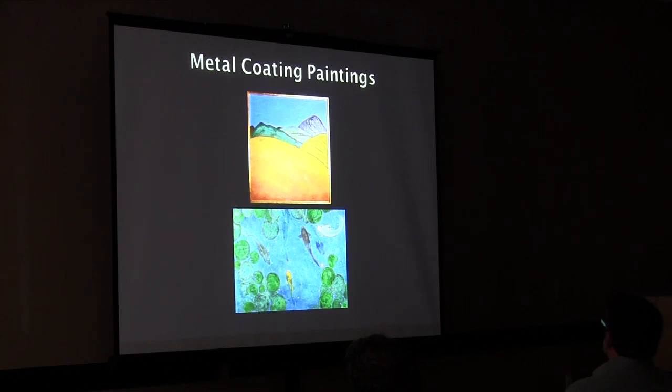This is a metal coating. It's just layer after layer. Every fish that you're looking at, the shadows of the fish, is one layer. So I've got about 10 layers of coating on this to get this to happen.